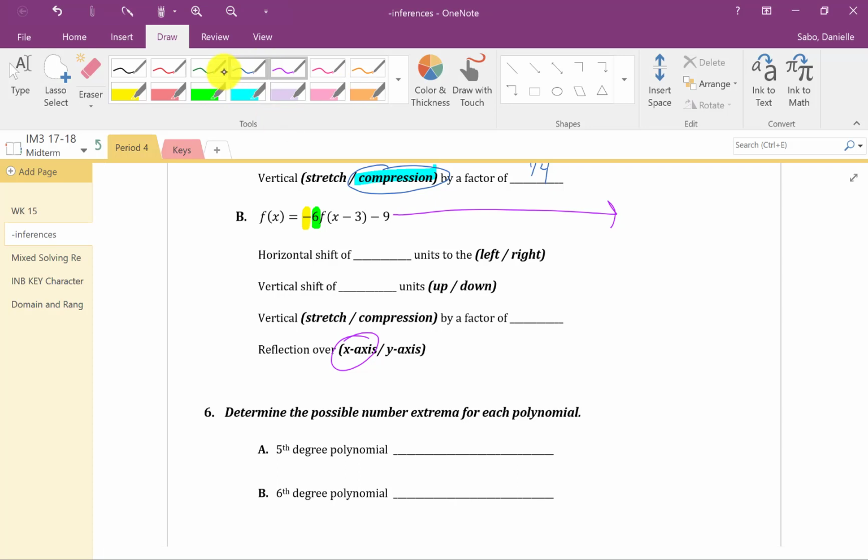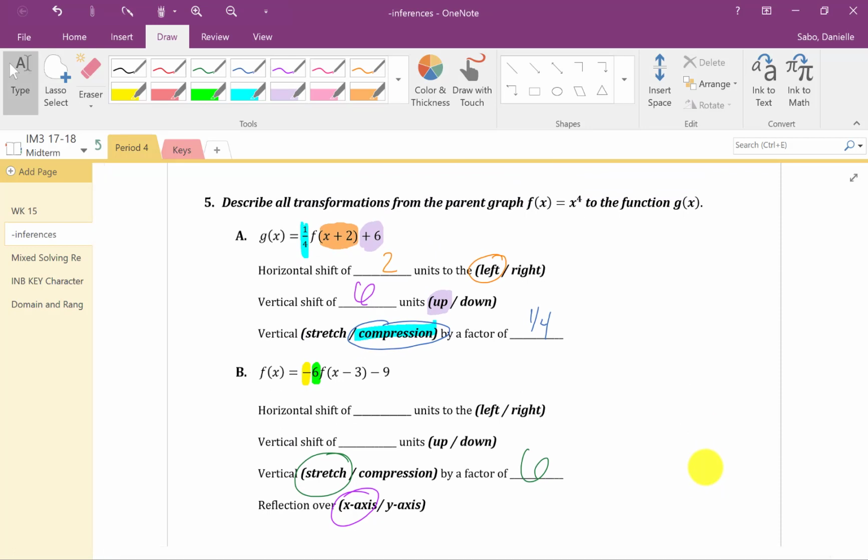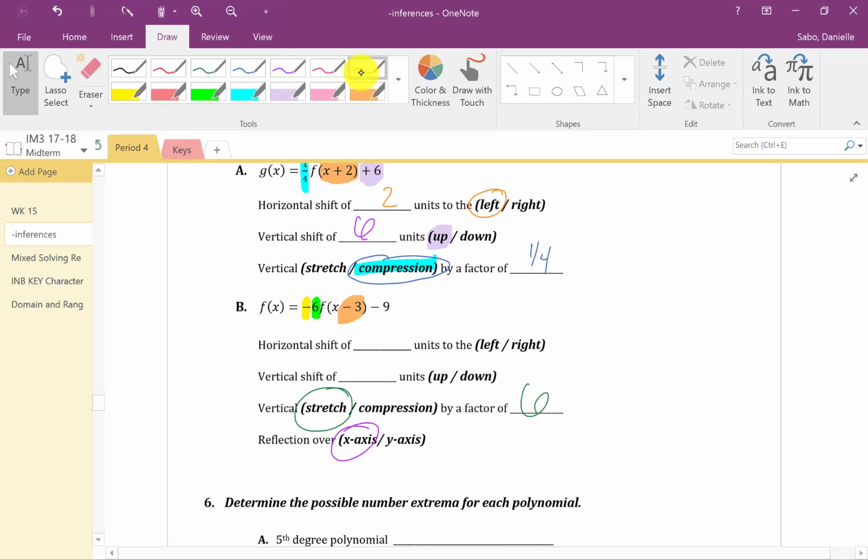Then here in green, I have a stretch or compress. And because it's greater than 1, you are going to get a stretch of 6. Okay, then I have my negative 3. And that's going to tell me that I am moving right 3. And then I'm going to have this negative 9. The negative 9 is going to tell me we're going down 9.